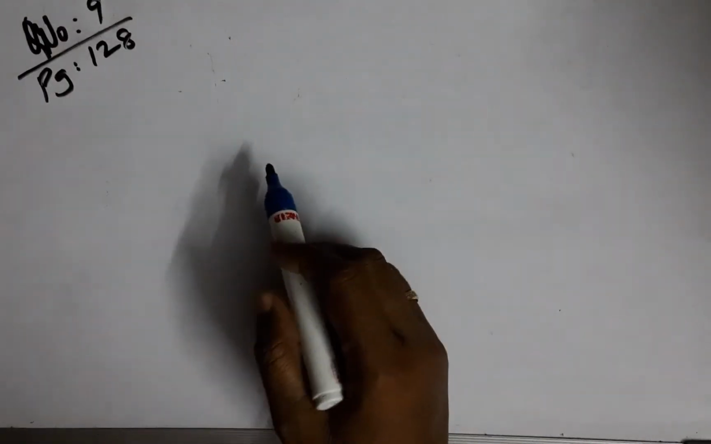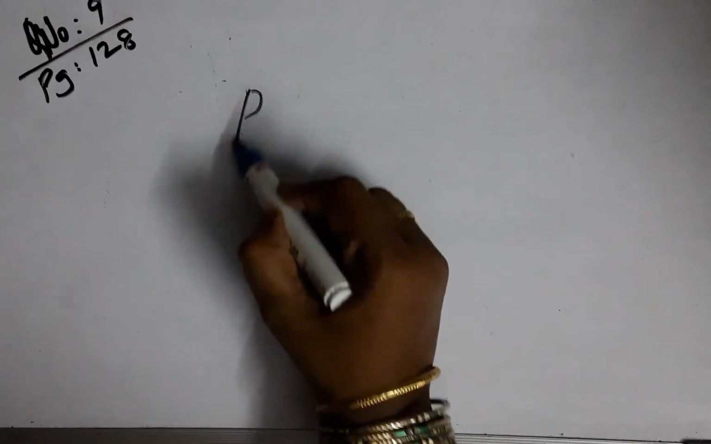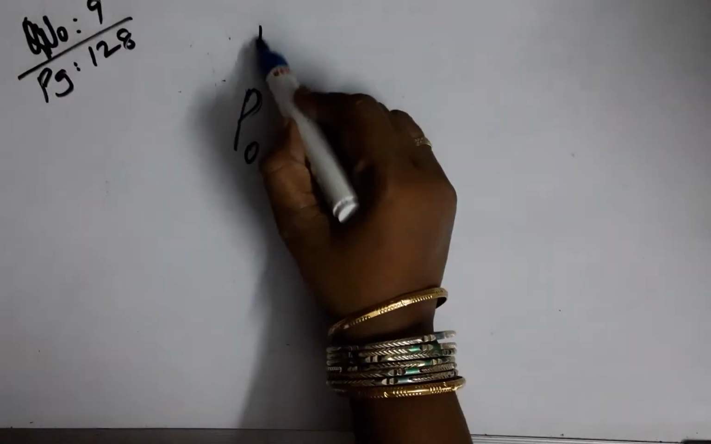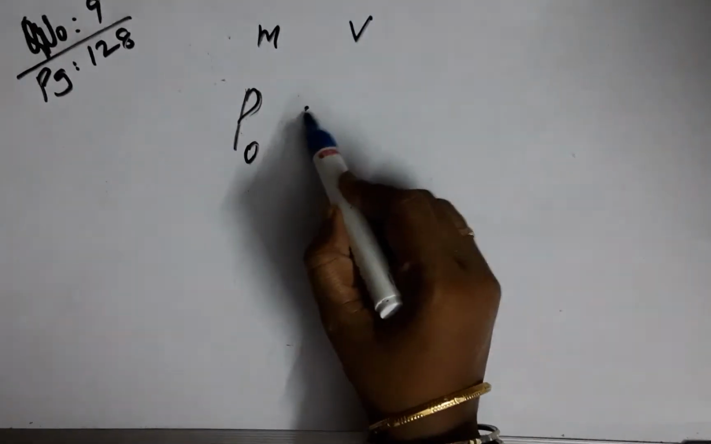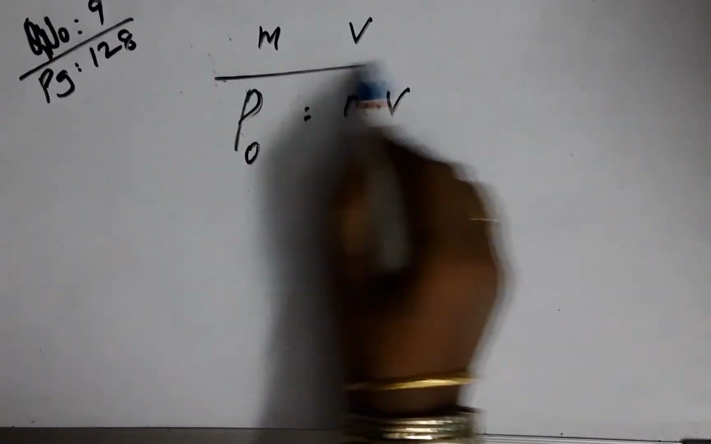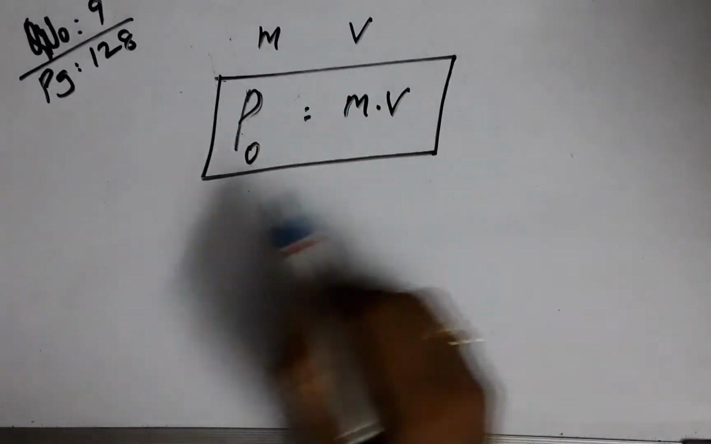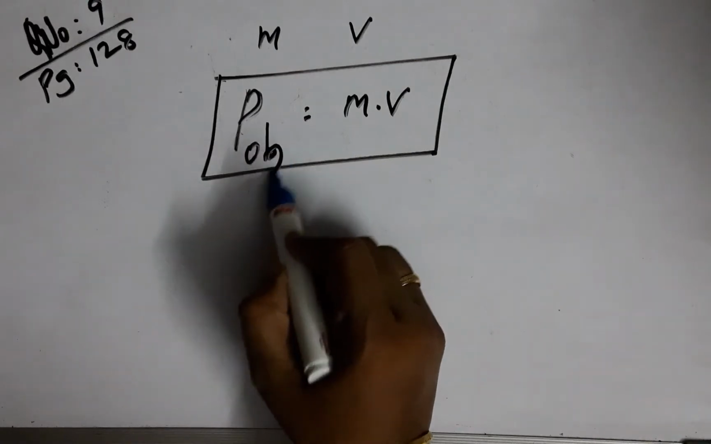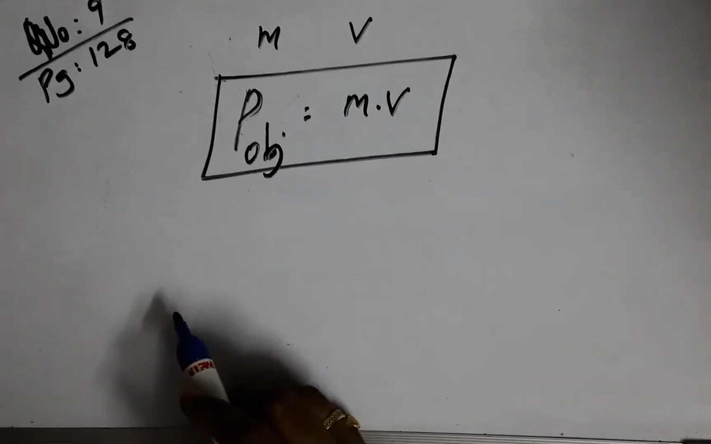The ninth question, what is the momentum of the object which is moving with a mass m and a velocity v? Obviously, the formula itself says the product of mass and velocity is momentum. Therefore, the momentum of the object is mv. Option is D.